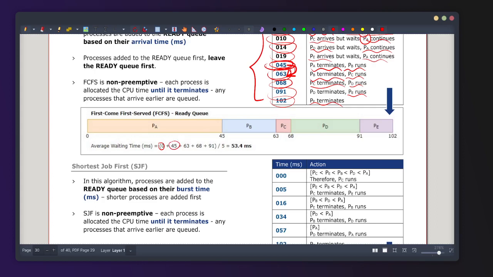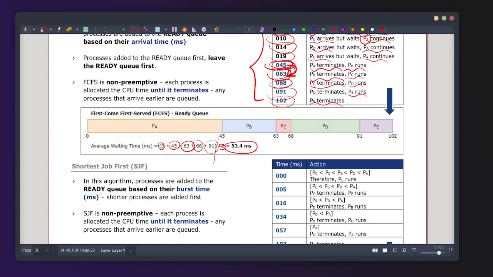Process C's waiting time is 63 milliseconds because it is waiting for process A and process B in total. Then process D is waiting for process A, B and C, that's 68 milliseconds in total. And process E is waiting for a whopping 91 milliseconds for processes A, B, C and D to finish. You divide all of that by 5 because you had 5 processes in total, and you can calculate that in this algorithm, these 5 processes have an average waiting time of 53.4 milliseconds.